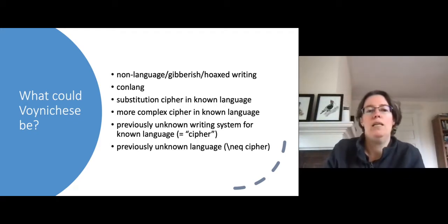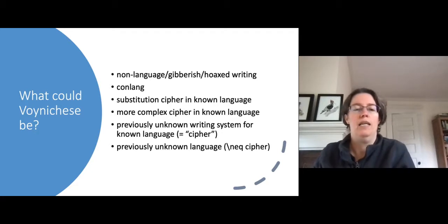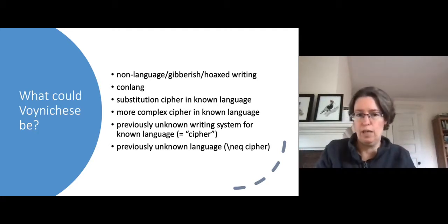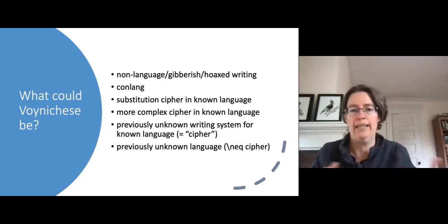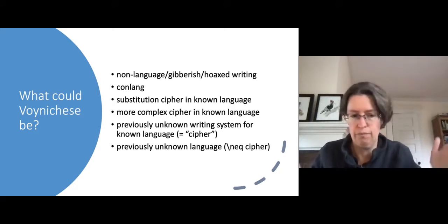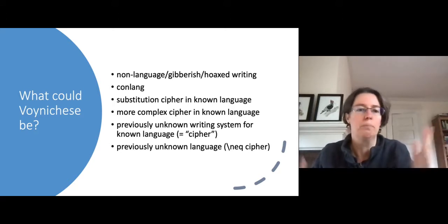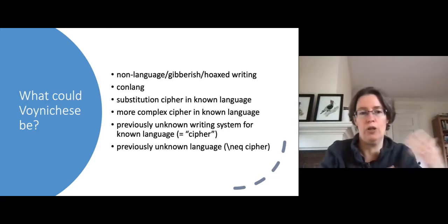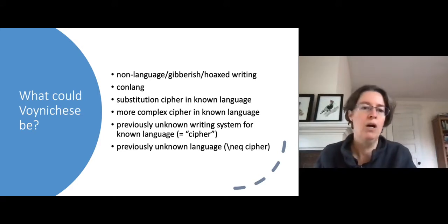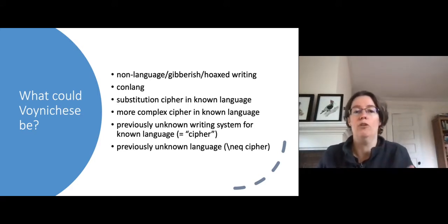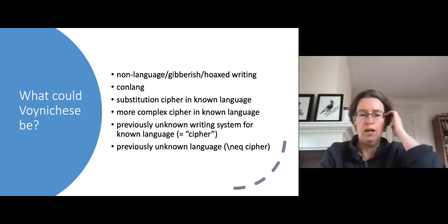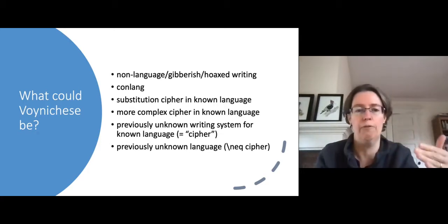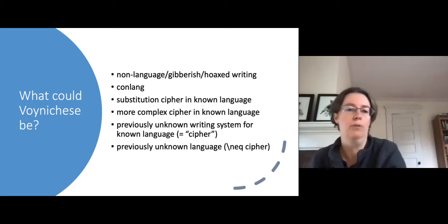Third possibility is a substitution cipher in a known language, some sort of encipherment of a language like Latin, German, French, Italian, Greek, Persian, etc. Another possibility is that it's a more complex cipher, so not a simple substitution cipher, but something more complex, but also in a known language. It could also be some sort of unknown writing system for a known language, which I think we can treat as equivalent to a substitution cipher for our decoding purposes.